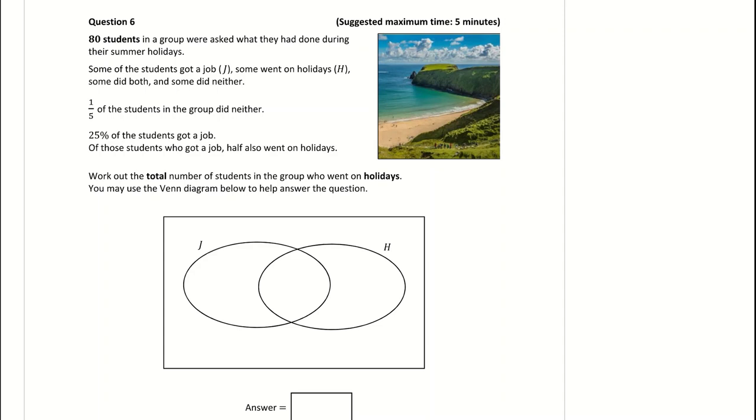Okay, so we just need to fill in everything we know first of all. So we know that there's 80 students, so I'm going to put that as my universal. So I have 80 students in total inside the box.